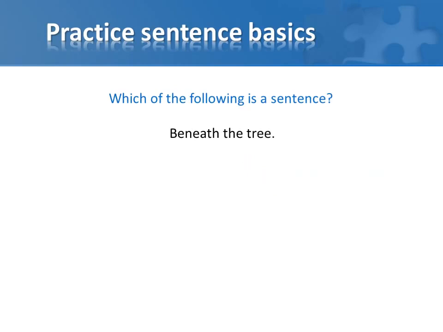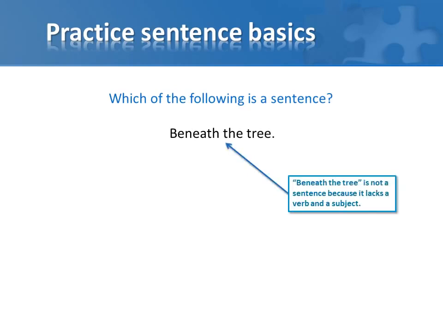Beneath the tree. Beneath the tree is not a sentence. To start with, there is no verb. Beneath is a preposition, but there's no word in this group of words that describes an action or names an action. So if there's no verb, there can't be a subject, and the sense of completeness is irrelevant. Beneath the tree is not a sentence.